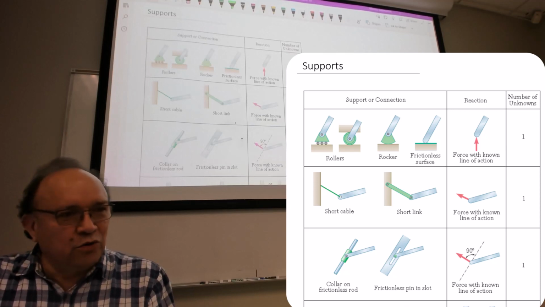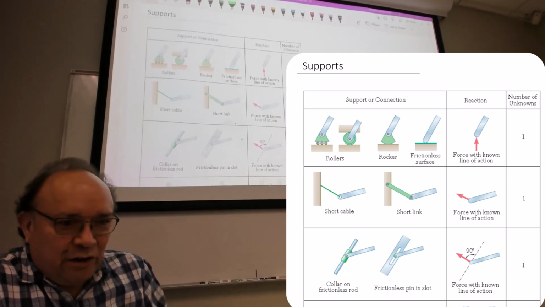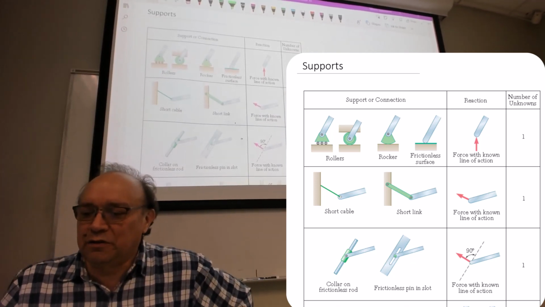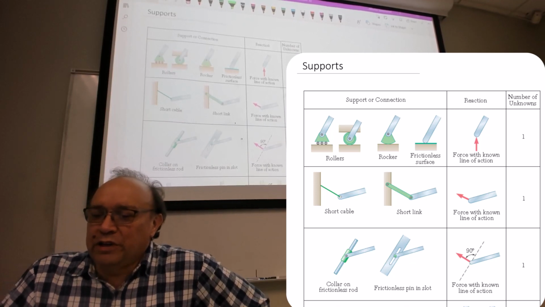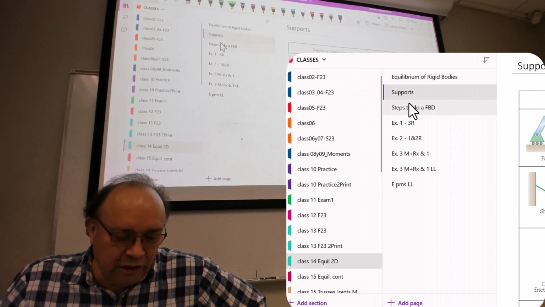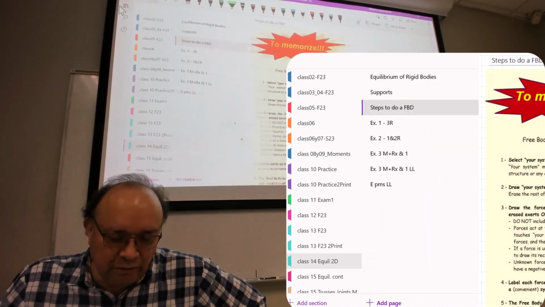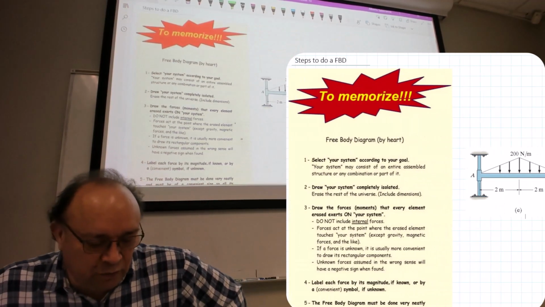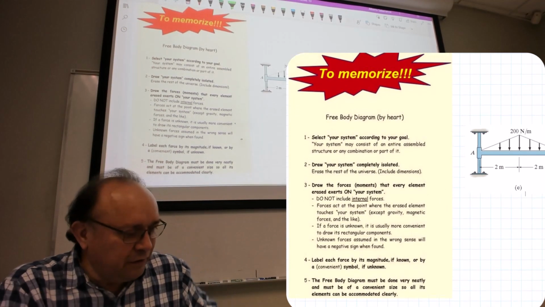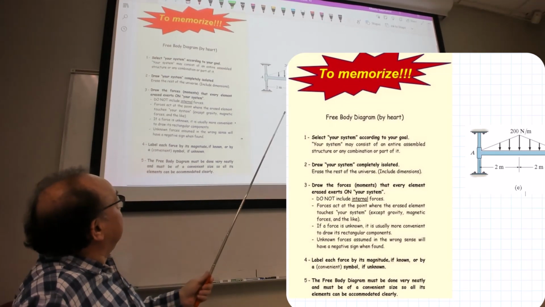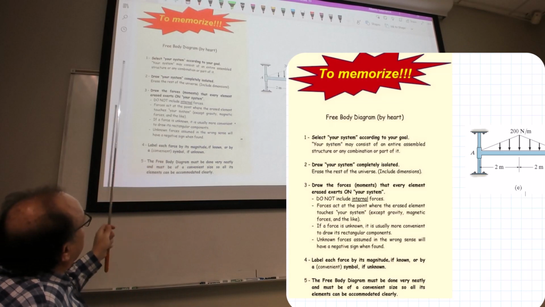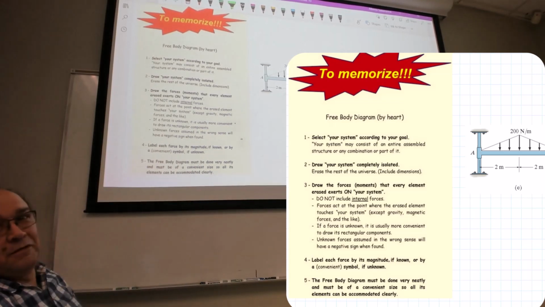So we are going to do a free body diagram now that we have all this knowledge. So how do we do that? I'm going to put here the steps that you need in order to draw a really good free body diagram. You should know this by heart. And in the next exam I'm going to ask you what is the 17th word of the third step. Right.